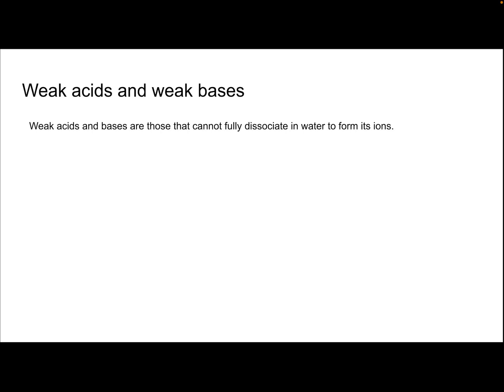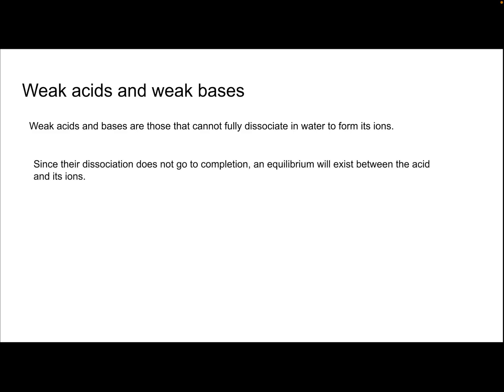Weak acids and bases are those that do not fully dissociate in water to form their ions. That's different to strong acids and strong bases, because they fully dissociate to form their ions. In this case, the dissociation does not go to completion. Therefore, an equilibrium will be established between the acid or base and its ions. Usually for these weak acids and weak bases, at equilibrium, the majority will still be the acid particles rather than its ions, because it only partially dissociates.